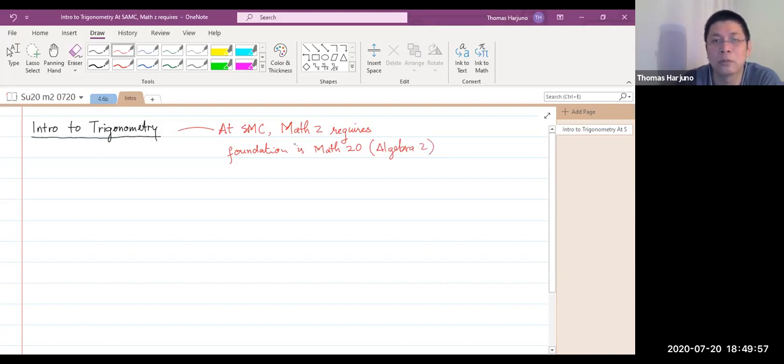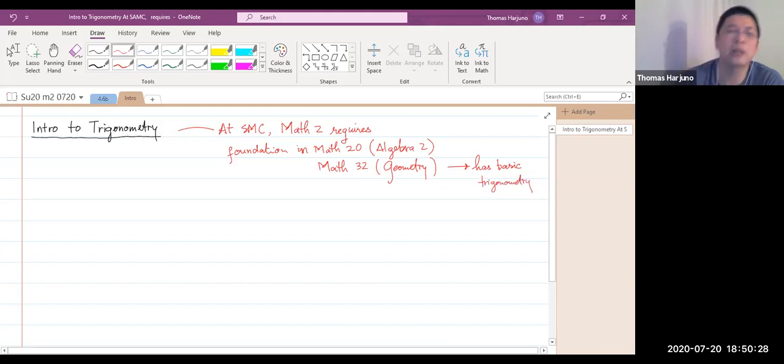Actually, foundation in Math 32, I think, that's geometry in high school. Now, at SMC, Math 32 already has trigonometry, basic trigonometry, which you can say is basically what I do today.